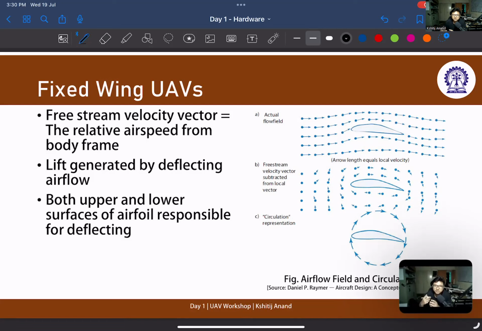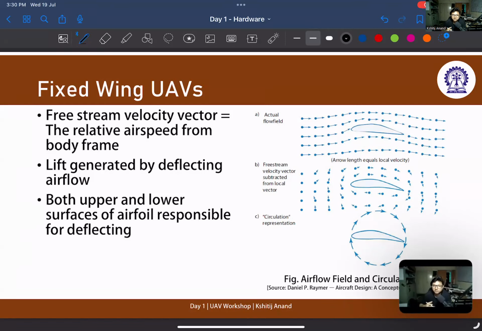But if you really want to develop an understanding of how lift is generated using airfoils, you should get into the depth of how you calculate circulation and how you identify the velocity field around an aircraft. However, just for our RC purposes, you should know that this is the upper surface of the airfoil and this is the lower surface of the airfoil.